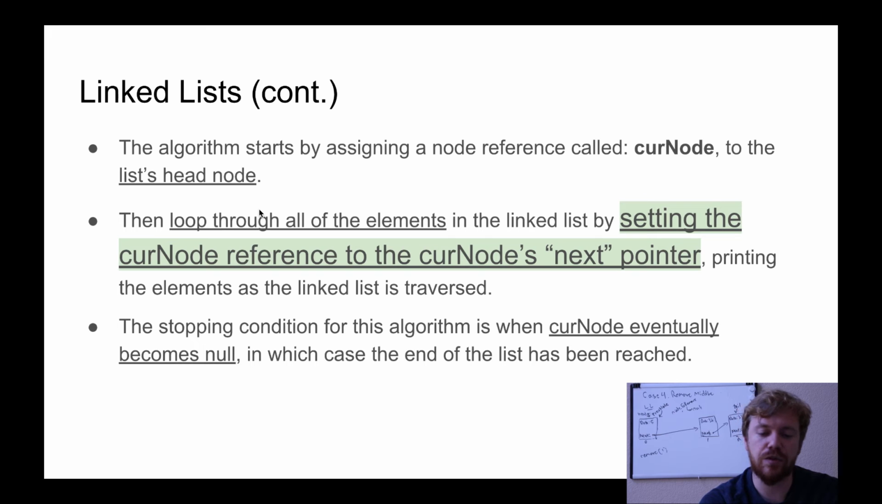And so then the idea is to loop through all of the elements in the linked list by setting the current node, or the cur_node reference, to its own next pointer or variable. And you print the elements as the linked list is traversed. By traversal, it means going from one node to the next node to the next node, etc. And the stopping condition for this algorithm is when the current node eventually becomes null. That means you've reached the end of the linked list.